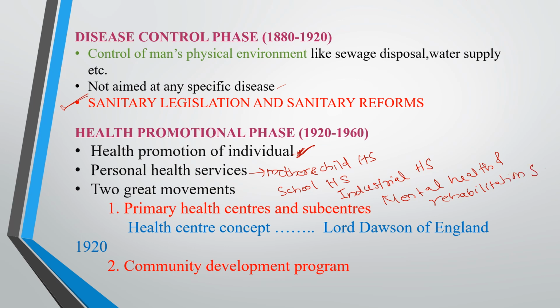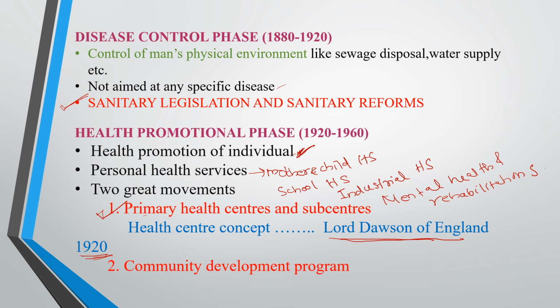Then the two great movements during this health promotional phase were the primary health centers and sub-centers and the community development program. The provision of basic health services through primary health centers and sub-centers. The concept of health center was given by Lord Dawson of England in 1920. So, introduction of primary health centers and sub-centers.